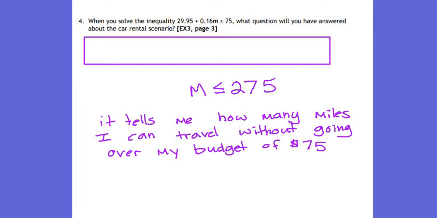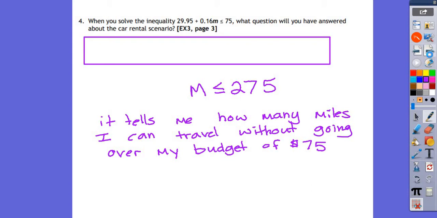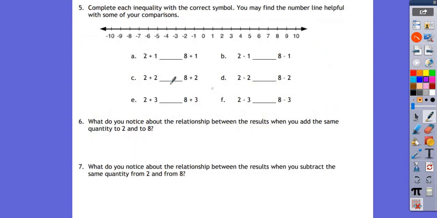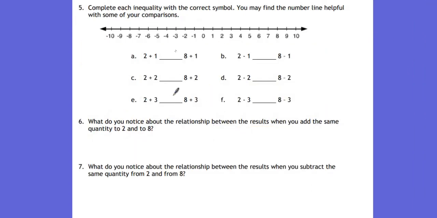Okay, let's practice a little more and investigate a little more on our inequalities. So number 5, they want us to put inequality symbols in these blanks. And they kind of have a pattern going. It looks like in this column they are adding some numbers, and in this column they are subtracting some numbers. So we're looking for patterns.